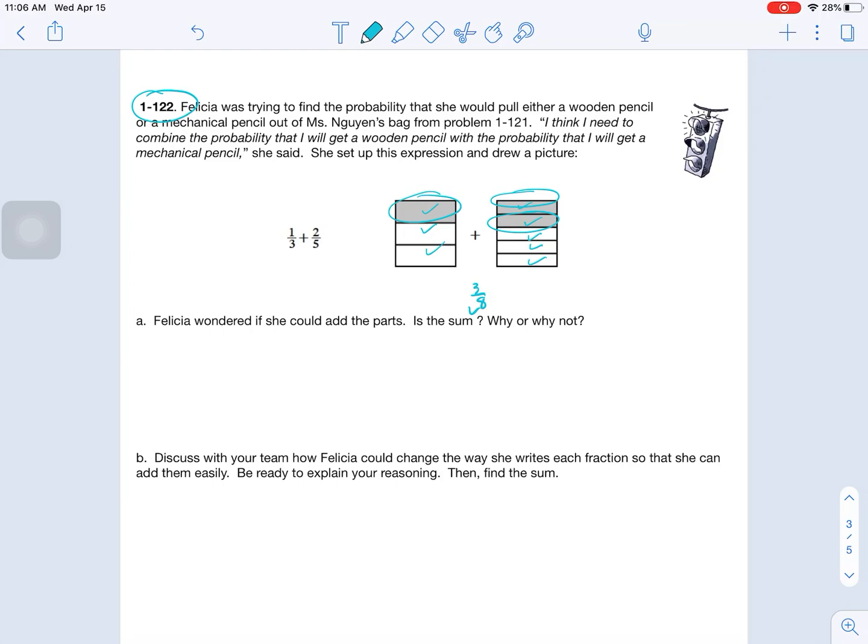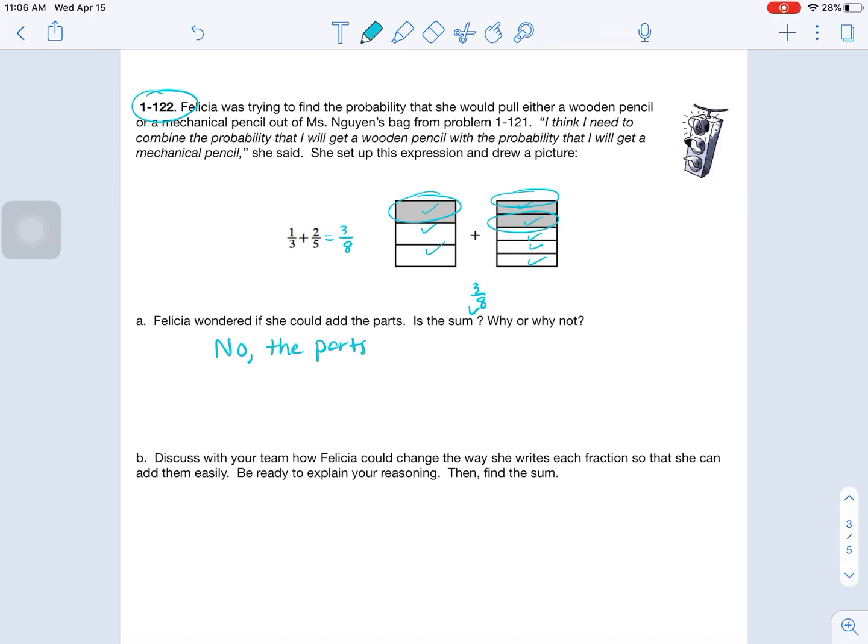So she wondered if she could just add the parts. Is the sum 3/8? Why or why not? So that's where she's getting it from. But is that correct? Can you add those together? Are they the same size? Right, you can't do it that way. We know by now that you can't just go ahead and add across. Look, if you're looking at that problem, she just added her numerators and added her denominators, okay? So we are not able to do that.